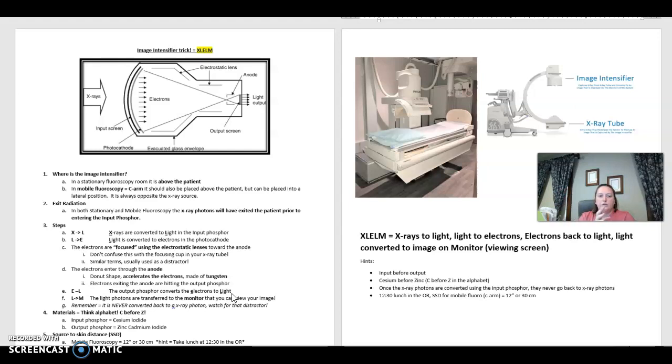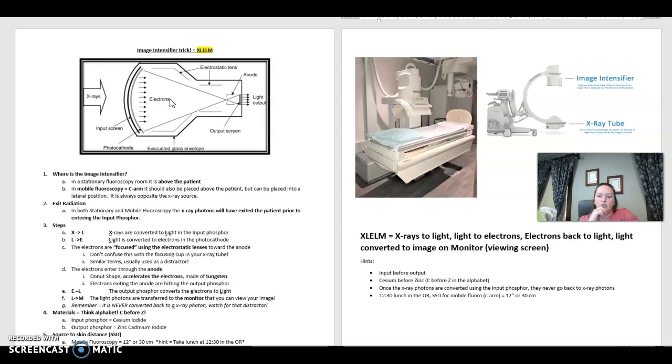So XLELM, I use X-rays to light, light to electrons, electrons back to light, then you can see it on your monitor. Remember, no matter what, once it's inside this image intensifier, it does not go back to X-ray photons. And that's where you might get caught on your test. It's usually used as a distractor.